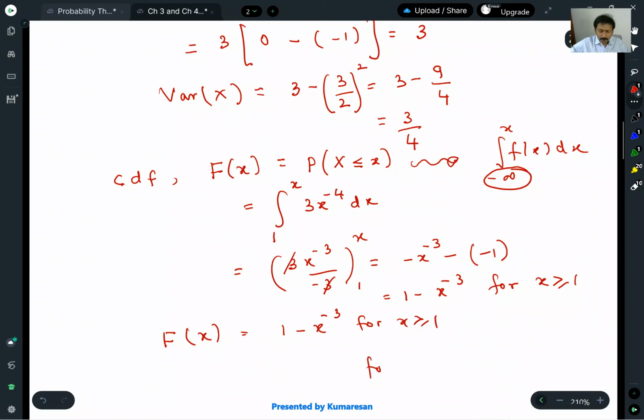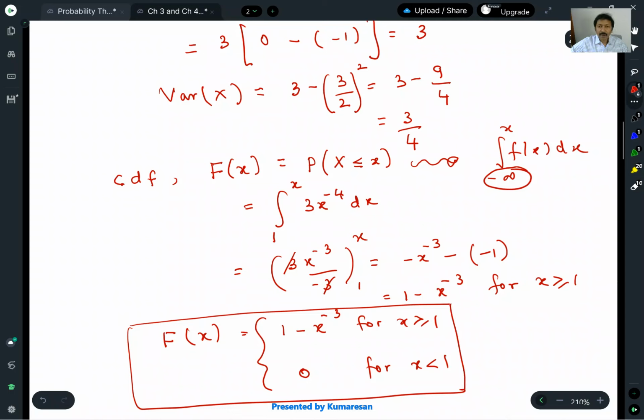And what about x being less than 1? What happens to the function when x is less than 1? The function is not defined there, and when you find the cumulative probability for a value below the lowest limit, it will be 0. So this is the distribution function, and this is the answer to the third question. And that is the end of this presentation that explains a problem on continuous probability distribution that was asked in 2021.